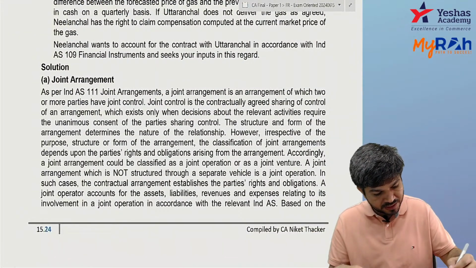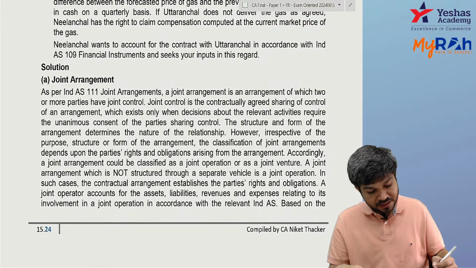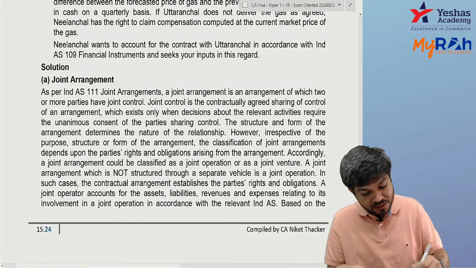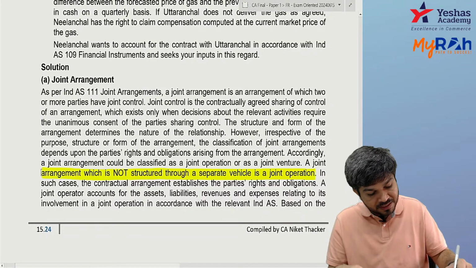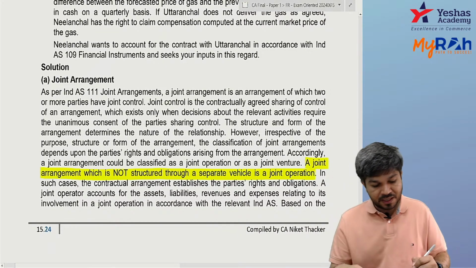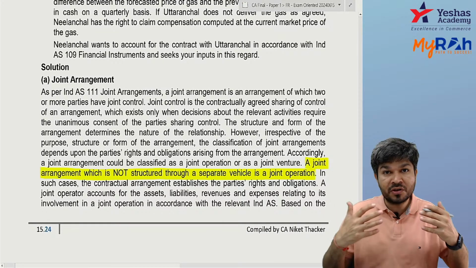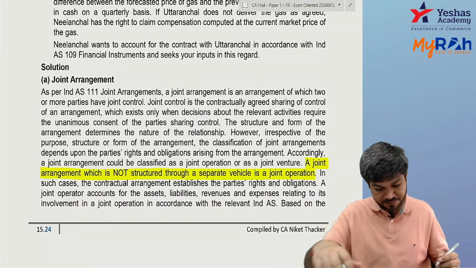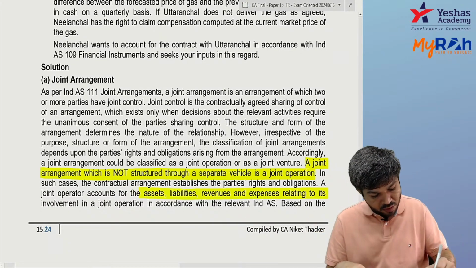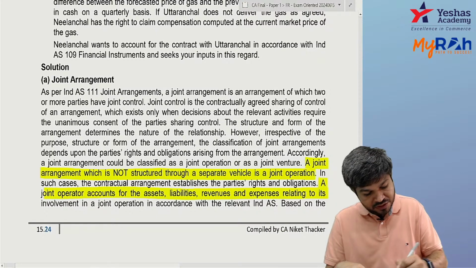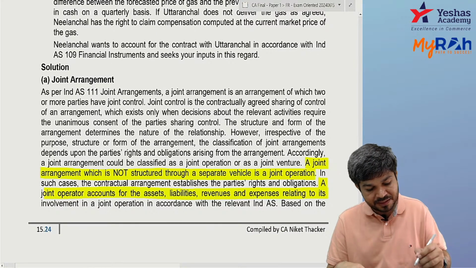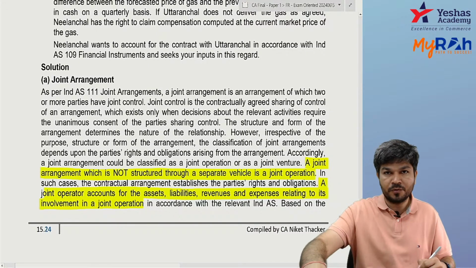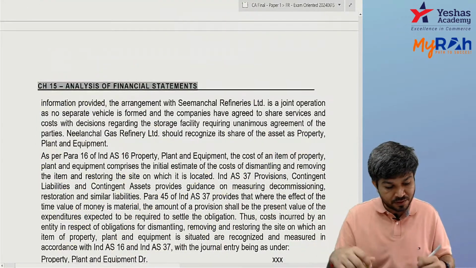So first of all, check if it's a joint arrangement, not structured through a separate vehicle. It's called a JO. Under JO, you record your share of asset, your share of liability, your share of revenue, your share of expense. The joint operator will account for its share of assets, liabilities, revenue, expense relating to its involvement in the JO.